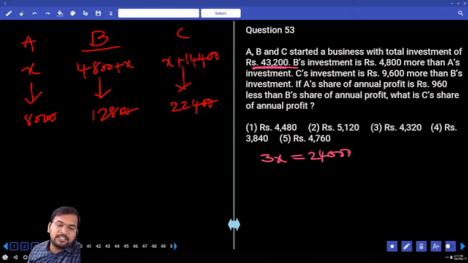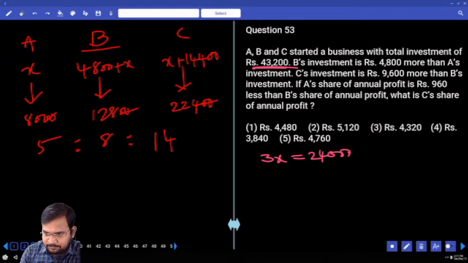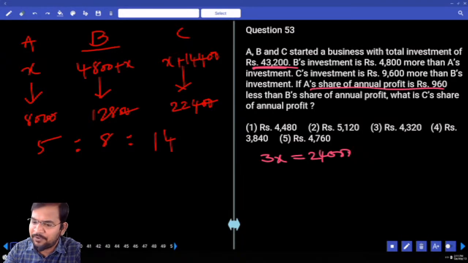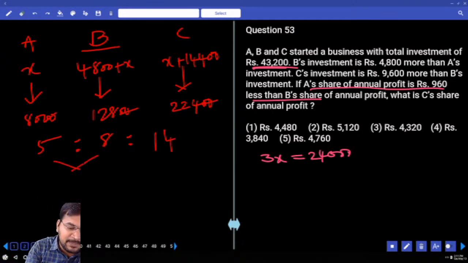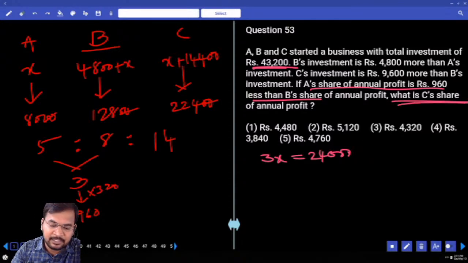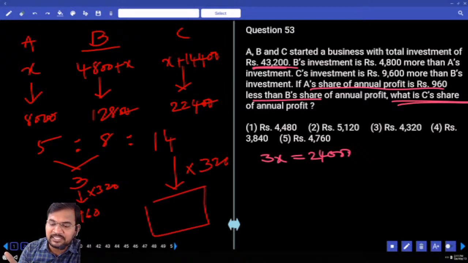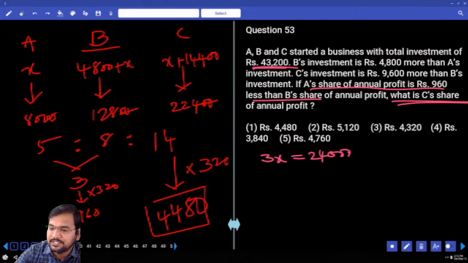Now which table? Is it possible, 16 table? 16 5s are 80, 16 8s are 128, 16 1s are 16, 16 4s are 64. Yes or not? Together, A's share of annual profit is 960 less than B's share. The difference between A and B is 3 parts. 3 parts is 960. Each part is what? 320. All of you clear? They are asking C. C is nothing but 14 parts. 14 into 300 is 4200, 14 into 20 is 280, 280 plus 4200. So your answer is 4480.